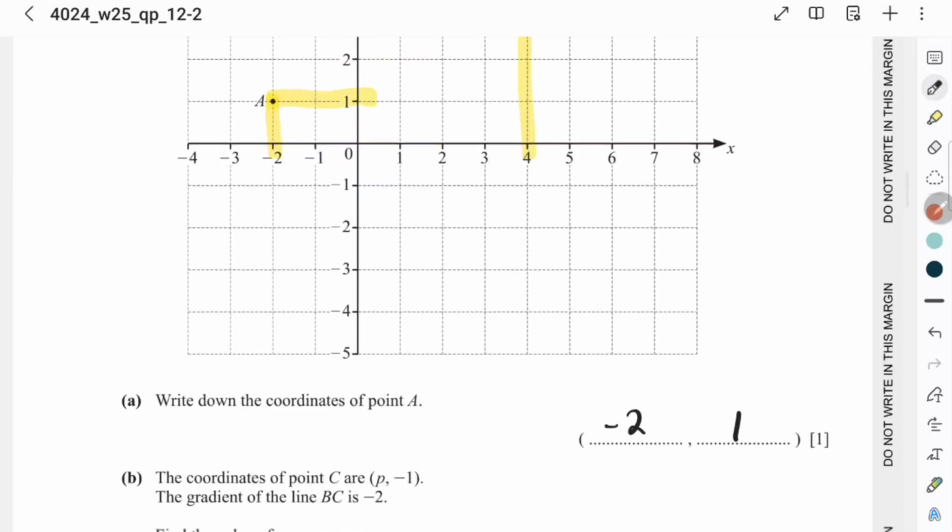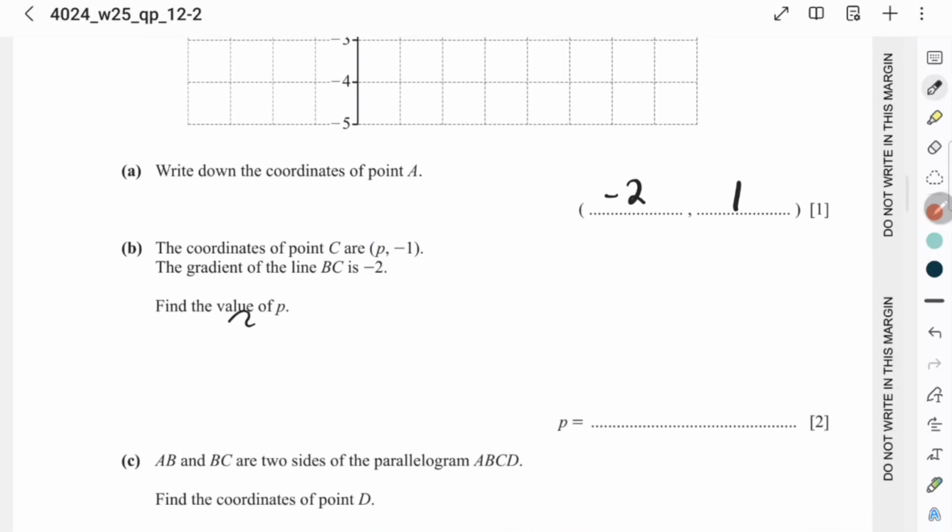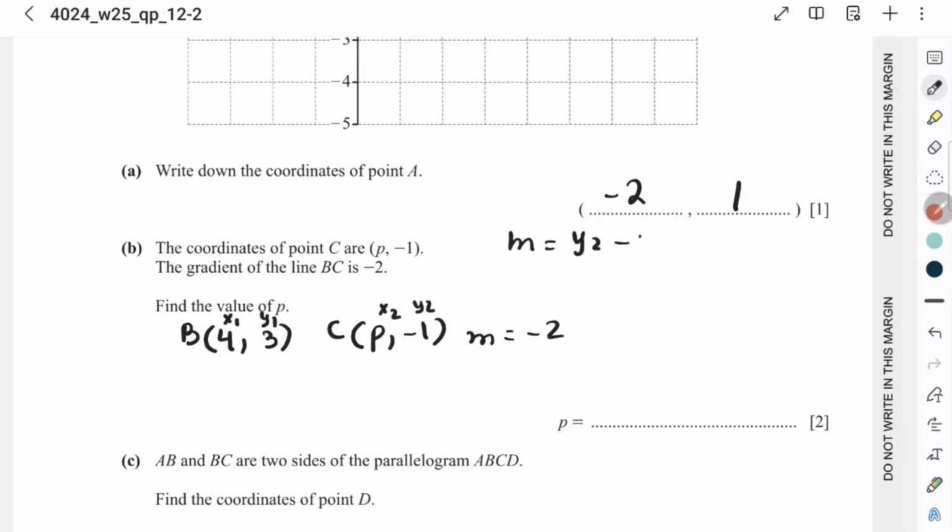B coordinate is (4, 3), and C coordinate is (p − 1, −1), and the gradient is −2. So take this as (x1, y1) and this as (x2, y2). (y2 − y1) upon (x2 − x1) is the formula for the gradient. Okay, and then you just substitute, that is equal to −2, given in the question.